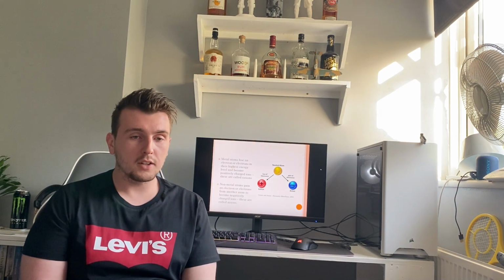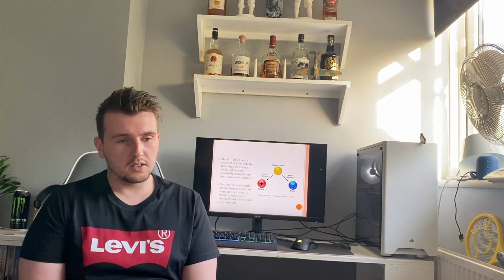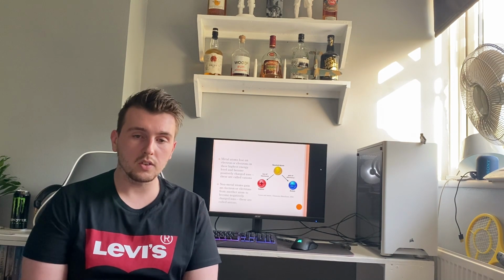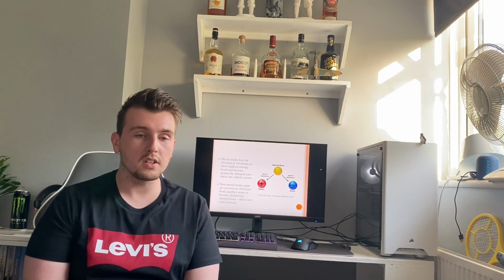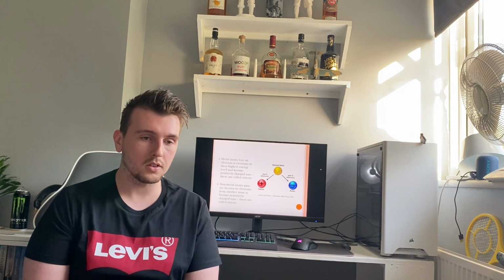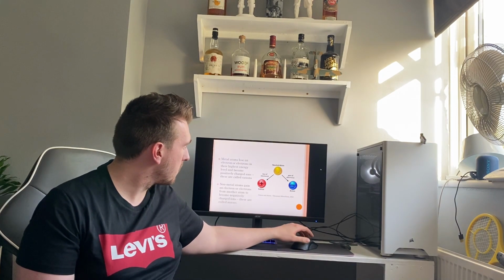When an atom loses electrons, it obtains a positive charge. These are called cations. When an atom acquires electrons, it obtains a negative charge. These are called anions. Metal atoms tend to become cations, while non-metal atoms tend to become anions, as you can see by the diagram here.